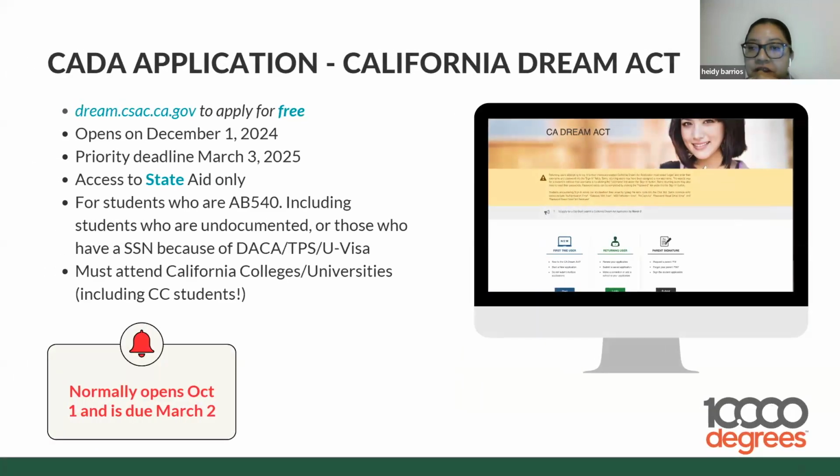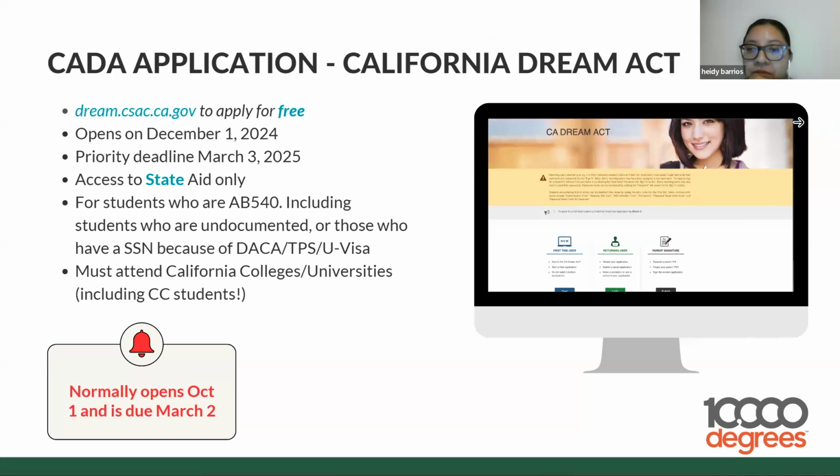Alrighty, the California Dream Act will open on December 1st, 2024, and we have a quick link to the application. The priority deadline is March 3rd, 2025, and an important thing to remember when applying for the California Dream Act is that this is state aid only, so that's also a key difference.